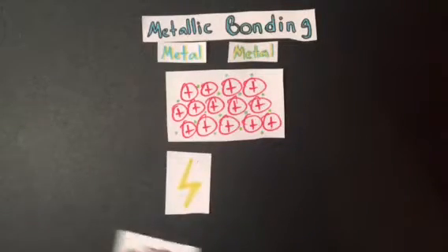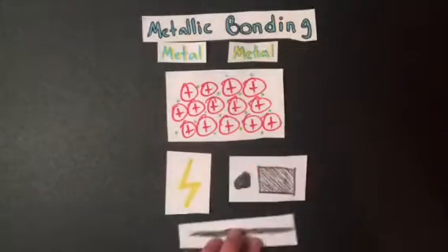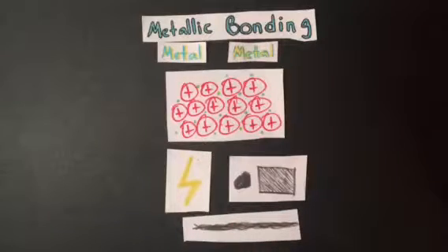Metals' high electrical conductivity, malleability, ductility, and structure are mostly determined by the erratic valence electrons.